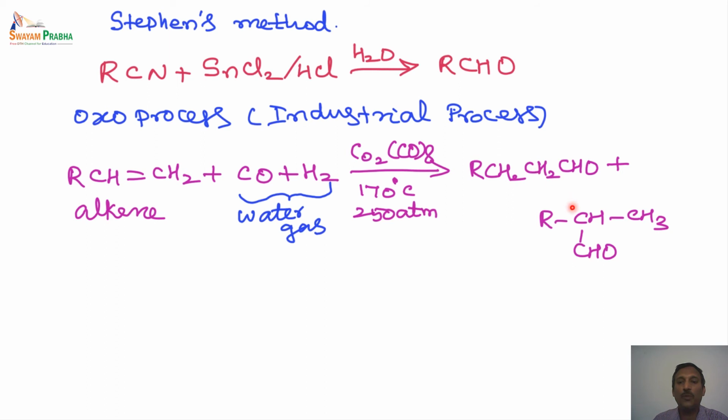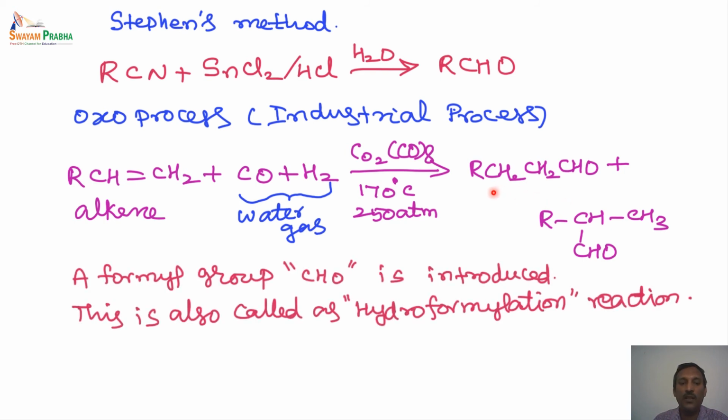This produces two types of aldehydes. The formyl group, that is the CHO group, is added to the terminal carbon of the alkene as shown here. So we end up with a linear aldehyde, and if the formyl group is added to the internal carbon, then we end up with a branched aldehyde. So these two products are formed in this particular reaction. Since the formyl group, that is the CHO, is added to the substrate, this reaction is also called the hydroformylation reaction. This is a very, very important industrial preparation method for aldehydes.